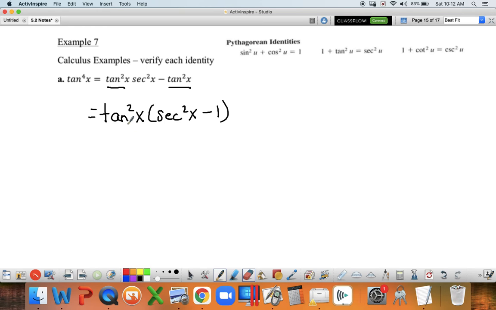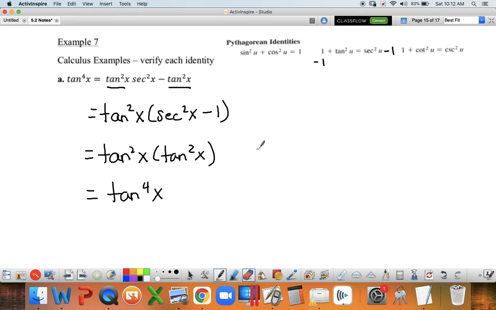When I do that, I'm left with tangent squared x times secant squared x minus 1. And if I come up here and I move over secant squared minus 1, I get that secant squared x minus 1 is just going to be equal to another tangent squared x. And when I multiply those two together, I get tangent fourth x. It's like multiplying x squared times x squared, you get x to the fourth. Same principles apply, but now it's tangent squared, or tangent to the fourth. There we go. Checked off.